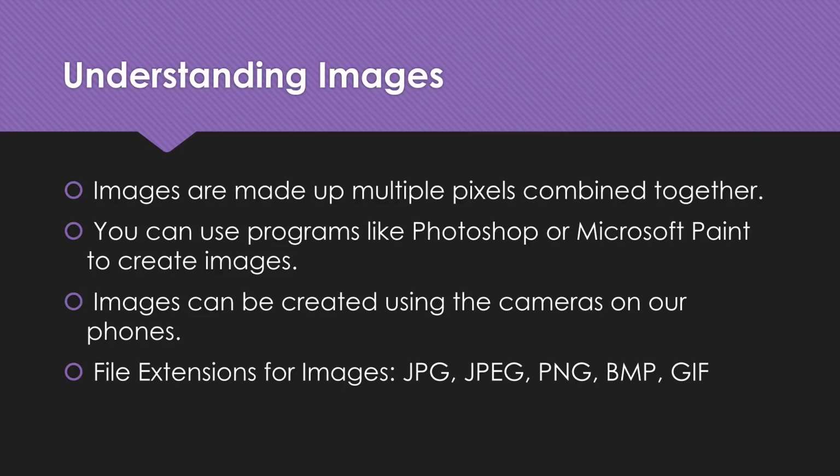Whenever we think of images, we tend to think of a group of pixels on a screen all combined together to make up something we can visually recognize. You can use programs like Photoshop or Microsoft Paint to create images. The phones on cameras can take pictures, which we can upload onto the web as an image. Some of the most common formats for images is JPEG, PNG, and GIFs.